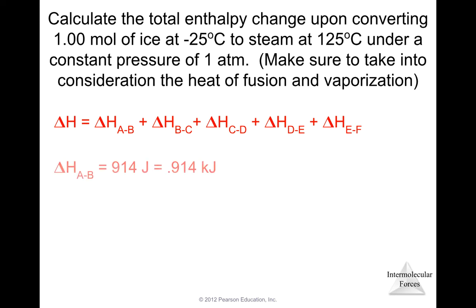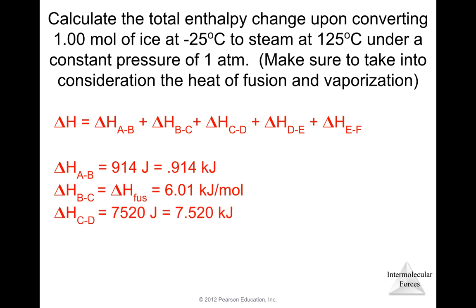So let's define each of those. So we calculated A to B to be 914 joules. Our given values are in kilojoules, so we're going to go ahead and just convert it. Divide by 1,000, so we get 0.914 kilojoules. B to C is our fusion value. That was a given, 6.01. C to D we calculated to be 7,520, or 7.520 kilojoules.